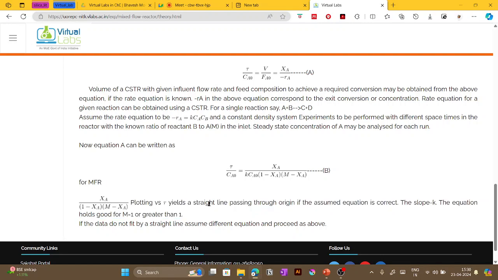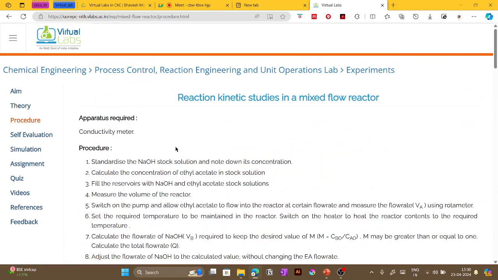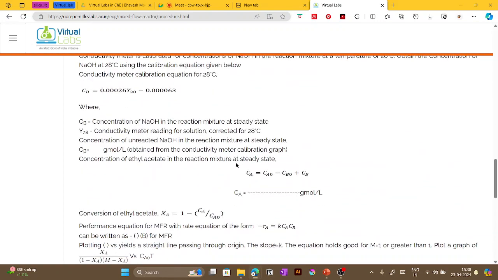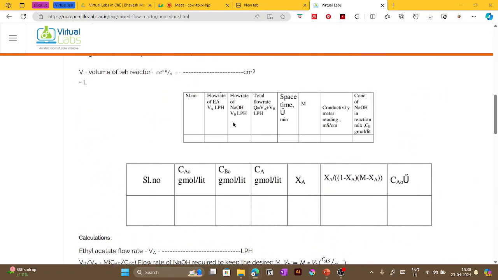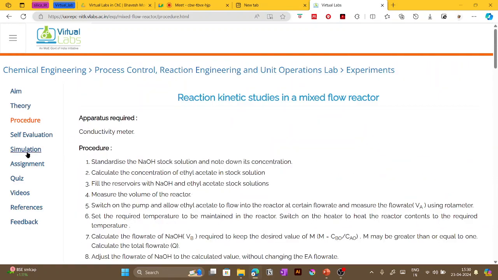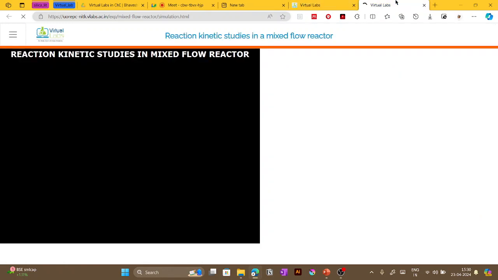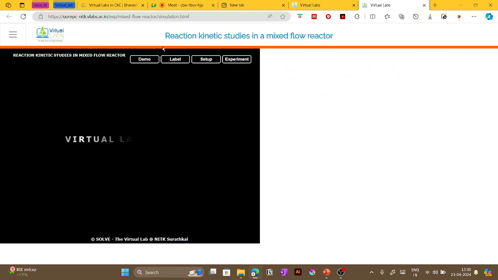Okay, although they have provided the correct value in the procedure, so if you look in the procedure, they are plotting with CA0 into tau. So here they have kept it correctly. Now coming to the experimental part, perform an experiment.